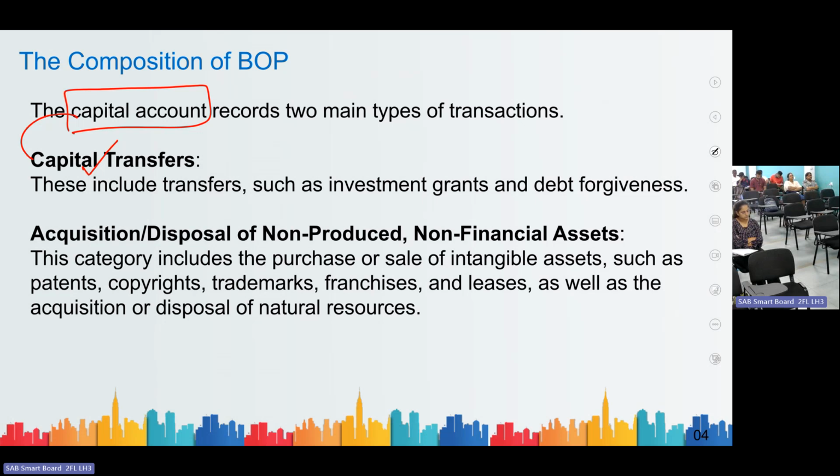The other is the acquisition and disposal of non-produced non-financial assets. So what are these? They include patents and trademarks. They are non-produced. They are not goods, they are not services, and they are not financial assets. Therefore, items like patents, copyrights, trademarks, franchises, and leases, their acquisitions and disposals, are reported in the capital account. This category includes the purchase or sale of intangible assets such as patents, copyrights, trademarks, franchises, and leases, as well as the acquisition or disposal of natural resources.